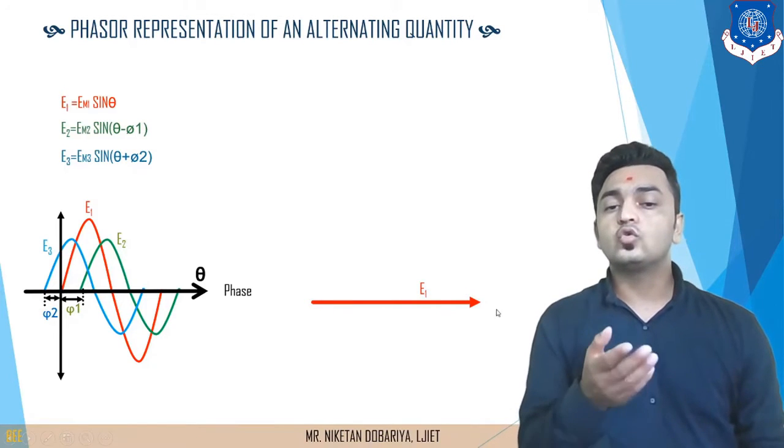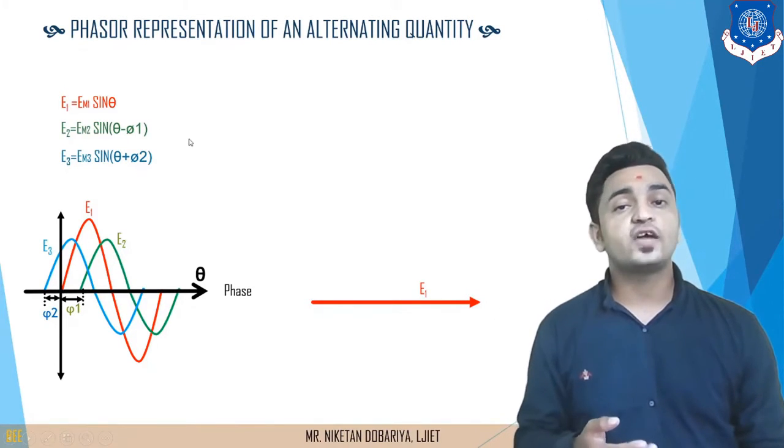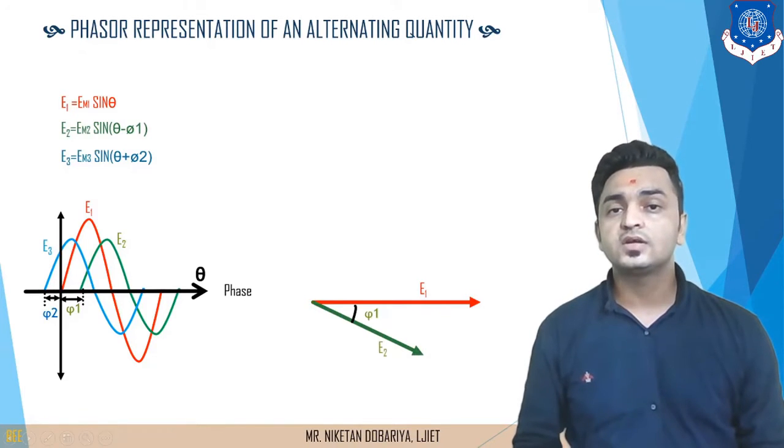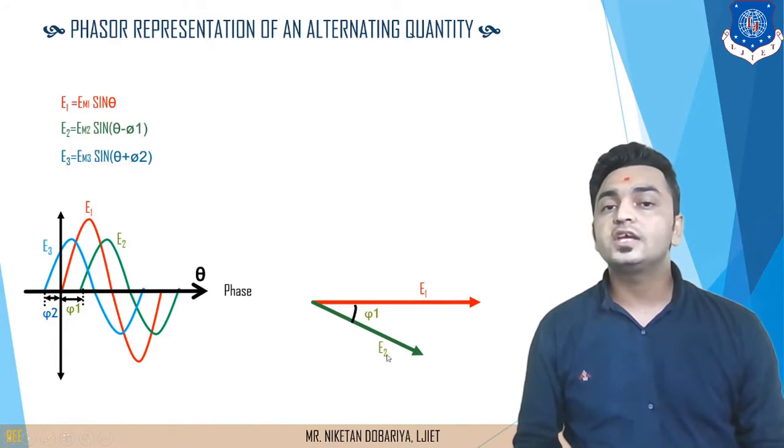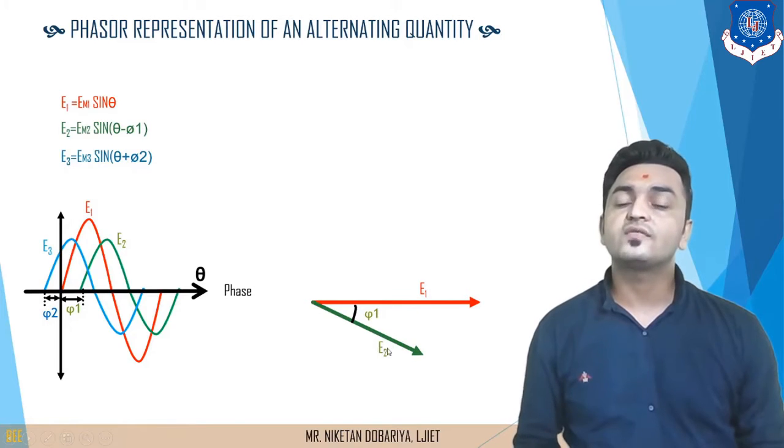So if we go in clockwise direction at angle phi 1, that will define minus phi 1. So this minus phi 1 is in clockwise direction at phi 1 angle, and with the length of E2 we are going to plot a second vector, and that will define E2, the phasor of the second voltage.